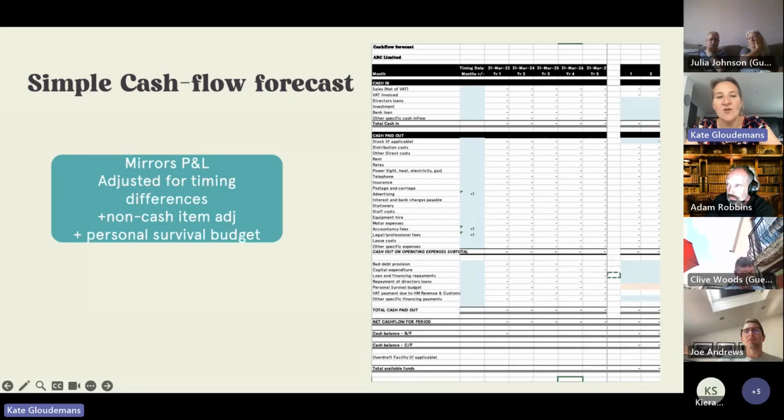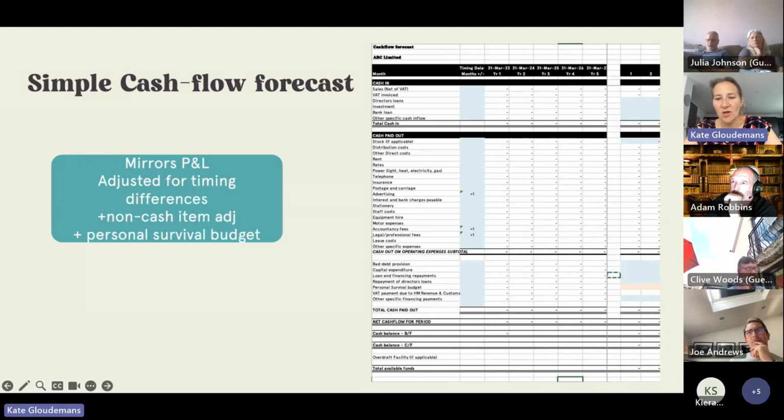The model I gave you was a very simplified version of a cash flow. It wasn't split between operating activities and investment activities and finance activities. I literally just mirrored the profit and loss and adjusted it for timing differences, so non-cash items and things like that. So really, you don't need to make it any more complex than that. But in due course, you might decide you want to change and do an indirect method.